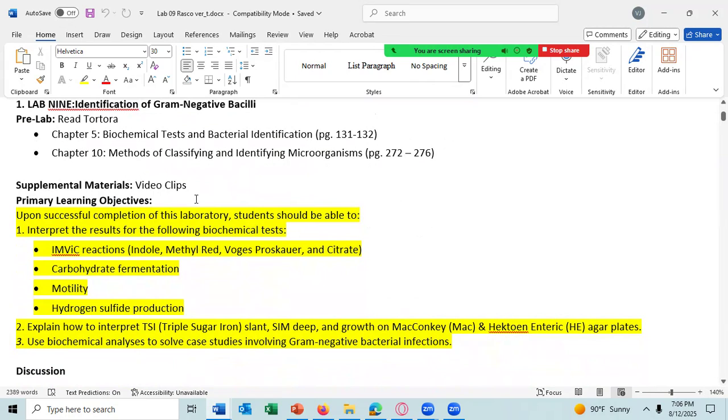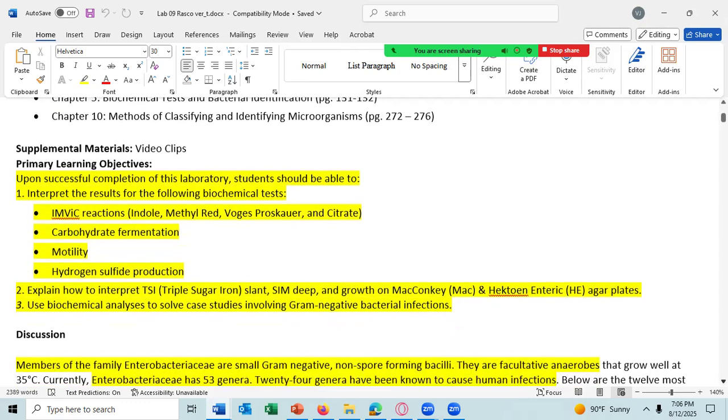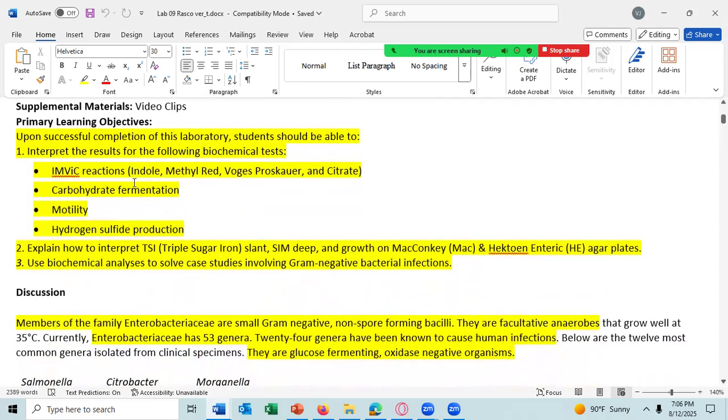The learning objectives. Upon successful completion of this lab, students should be able to interpret the results of the following biochemical tests. The IMViC reactions. IMViC is an acronym for the indole test, I, indole, M, methyl red test, V, the Voges-Proskauer or VP test, and then the C for citrate. So the IMViC is actually 1, 2, 3, 4 different tests.